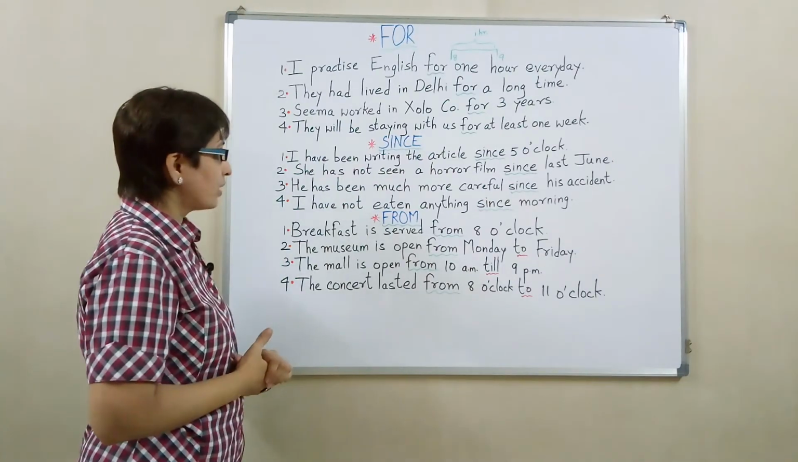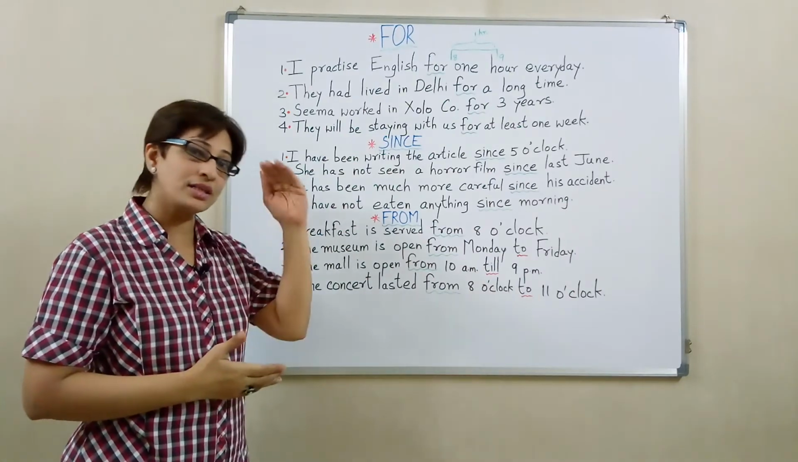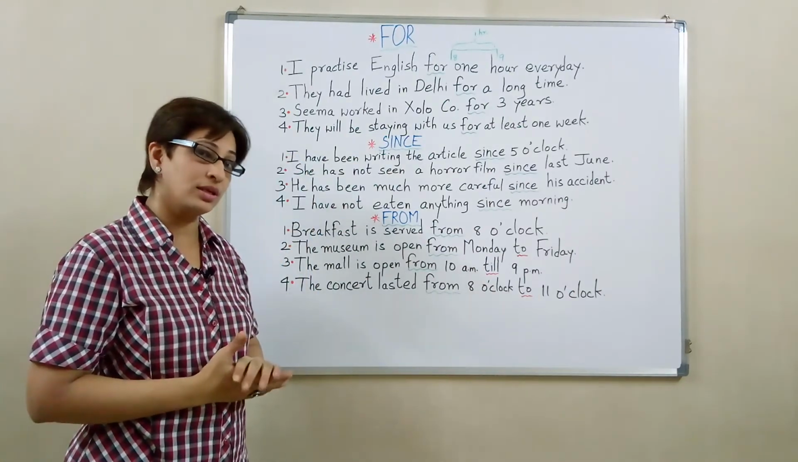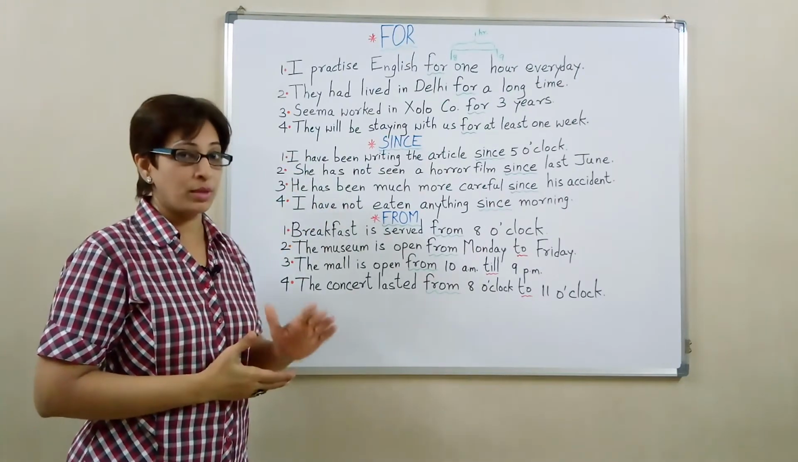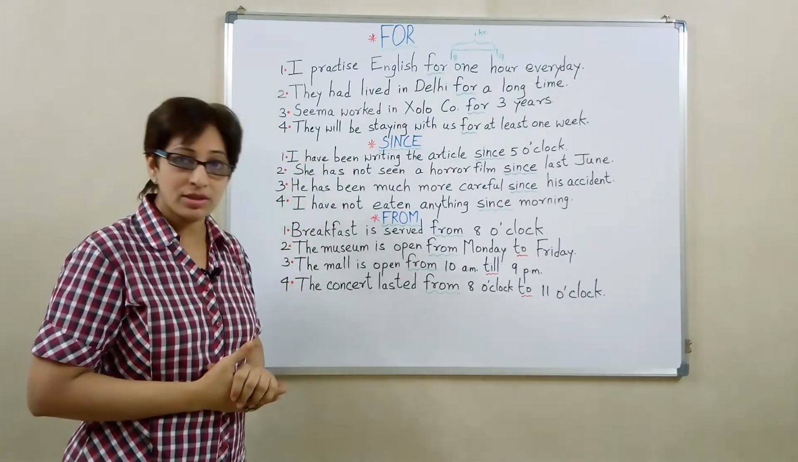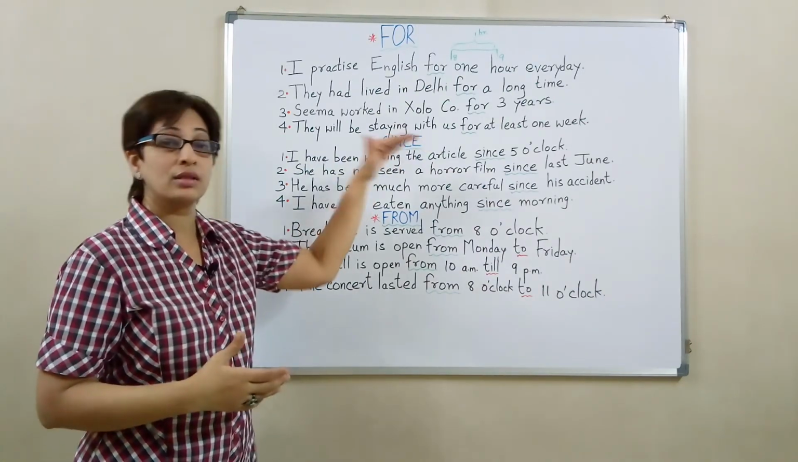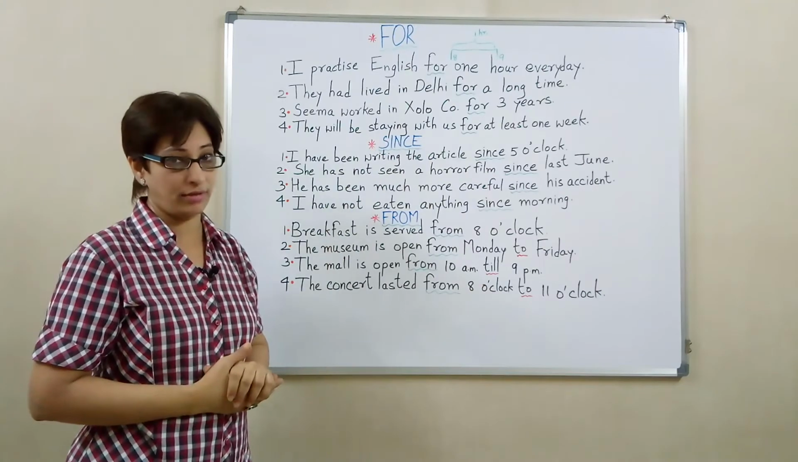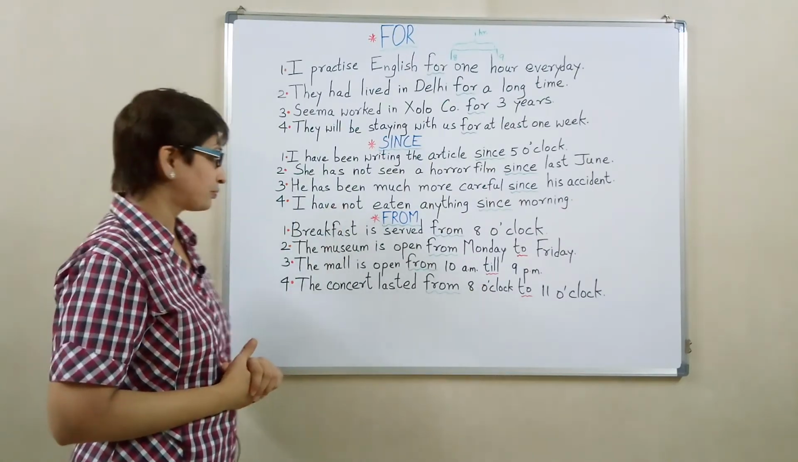The fourth sentence, I have not eaten anything since morning. So again we are telling you the starting point. Since morning I have not eaten anything. You can see that all these tenses are perfect tenses. So remember, use since in perfect tenses with reference to time and when we talk about the starting point of an action or event. Now we'll look at the preposition from.